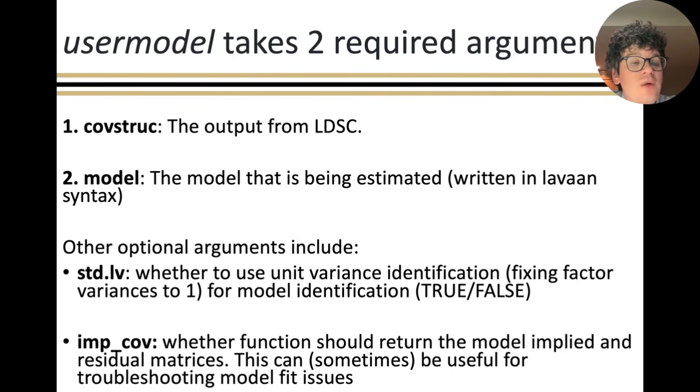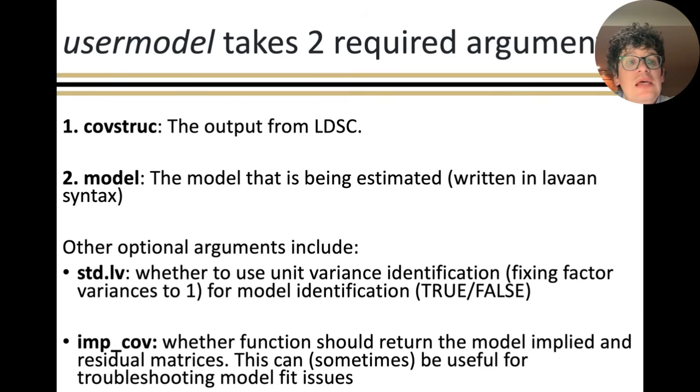Another argument is imp_cov, so this stands for implied covariance matrix. This is telling genomic SEM and specifically user model that within the output, you want the model implied covariance matrix that you get using path tracing rules for structural equation modeling, and you want the residual covariance matrix. So this is the difference between the observed data and the implied covariance matrix, i.e. kind of the error in the model estimation. This implied matrix and specifically the residual matrix can be useful for troubleshooting model fit issues.